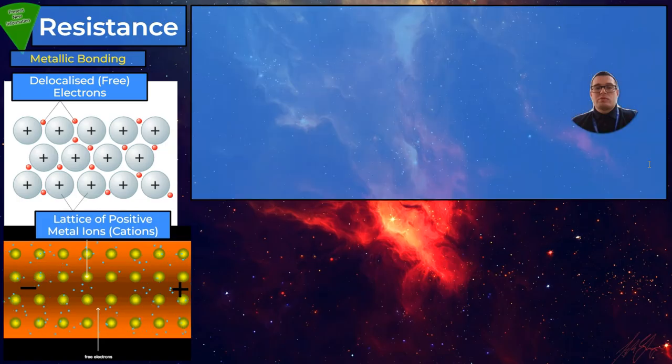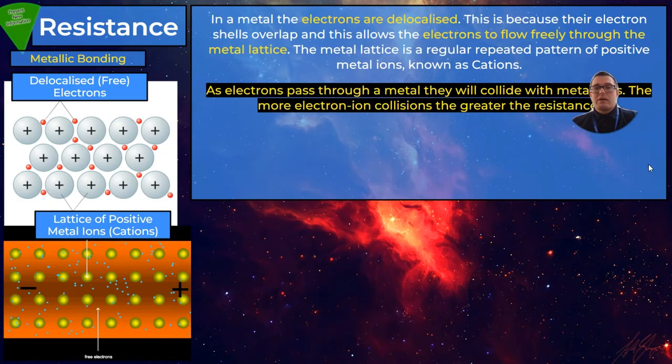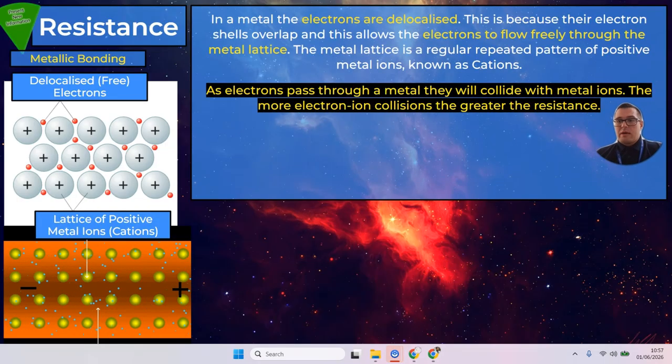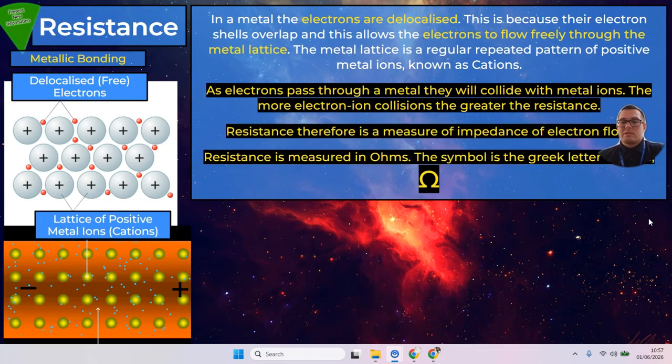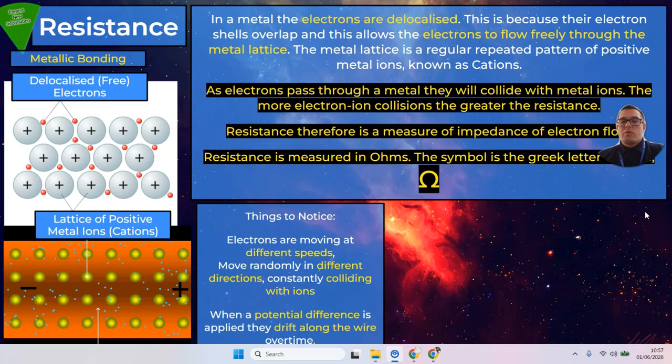So resistance, we've already talked about, is really to do with this idea of electron-ion collisions. So anytime we have collisions between the electrons and the ions, that basically is what resistance is. Anything that's going to increase those number of collisions will increase resistance.